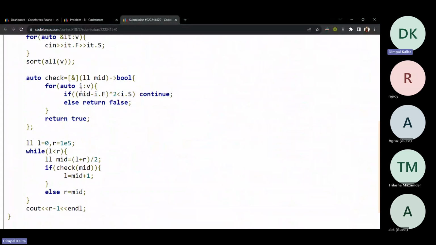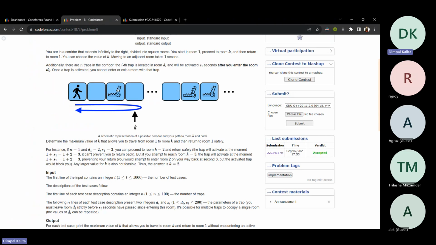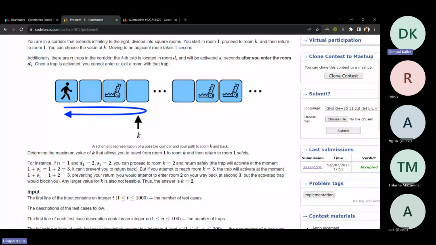Okay, let's consider mid as the current K. I'm checking if it is possible or not. If mid is the current K and I dot F is the triggering time of the trap. If the trap has an 8 second triggering time, I guess.